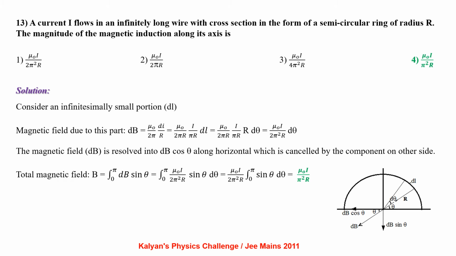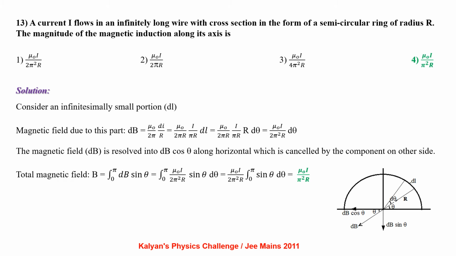This magnetic field acts along the line as shown in the figure, which can be resolved into two components, dB cos theta along the diameter and dB sin theta perpendicular to the diameter. dB cos theta components will be cancelling each other because for every dl we take on one side of the diameter, there will be a dl on the other side of the diameter. So dB cos theta components are cancelled out, only dB sin theta components are left.